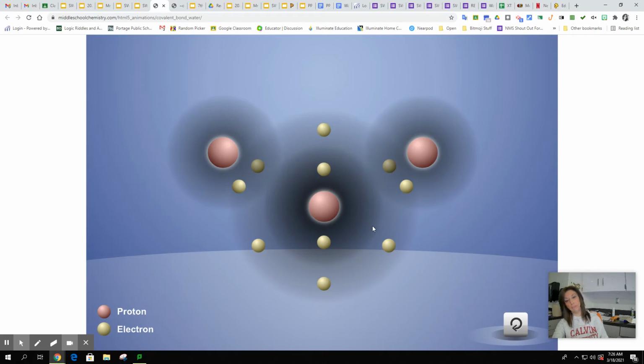We do have some free flowing electrons here, but our hydrogen do not have any other free flowing electrons. So this water molecule will not bond with any other element. So we're not going to get another oxygen atom to connect with this molecule. It is complete. H2O.